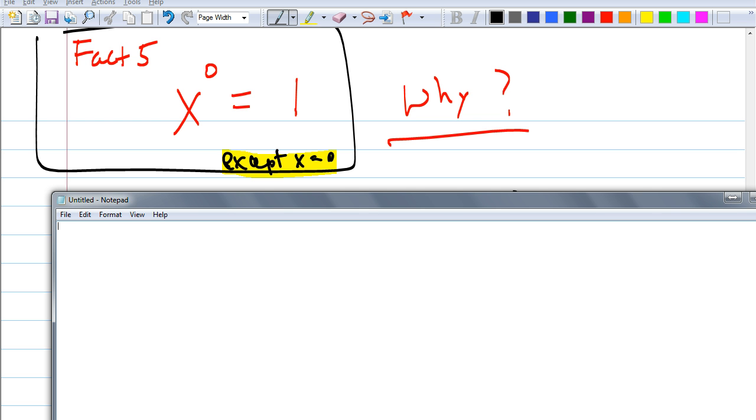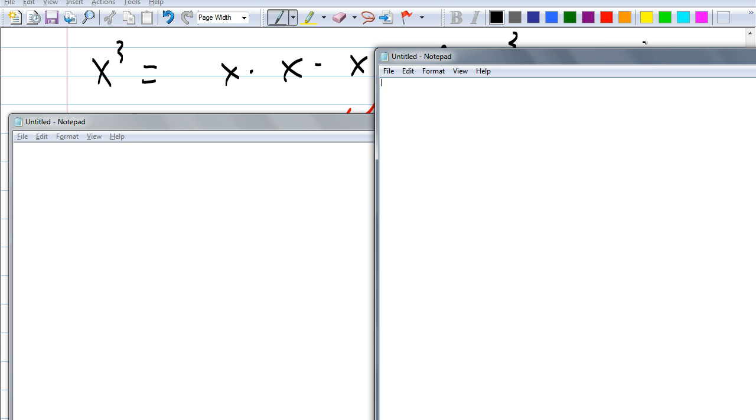Actually, write this down. So this is our fifth fact. X to the 0 power is, again, 1, except when x is 0. You can't have x as 0 because it would be undefined. And I'm going to show you why this is true in a minute. Okay, so write this down.